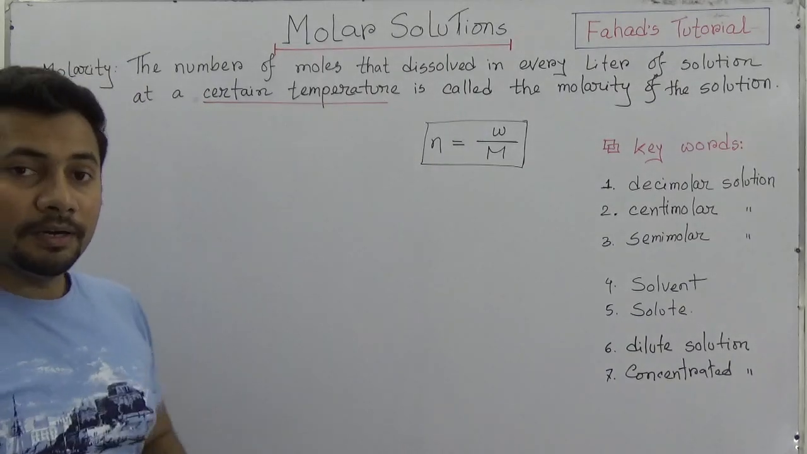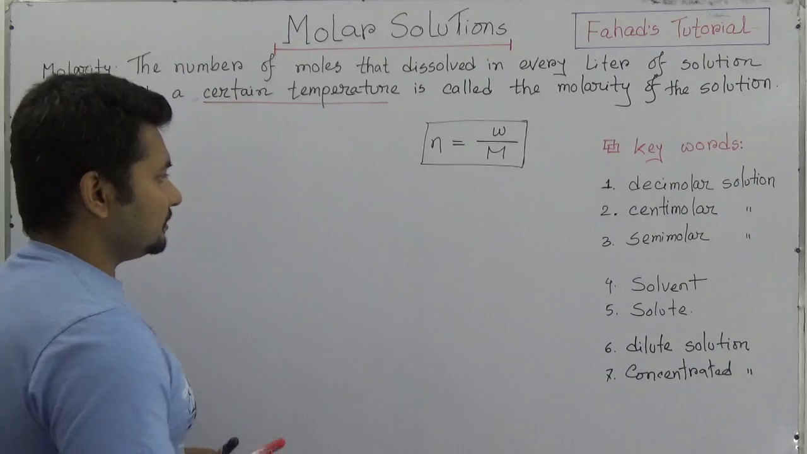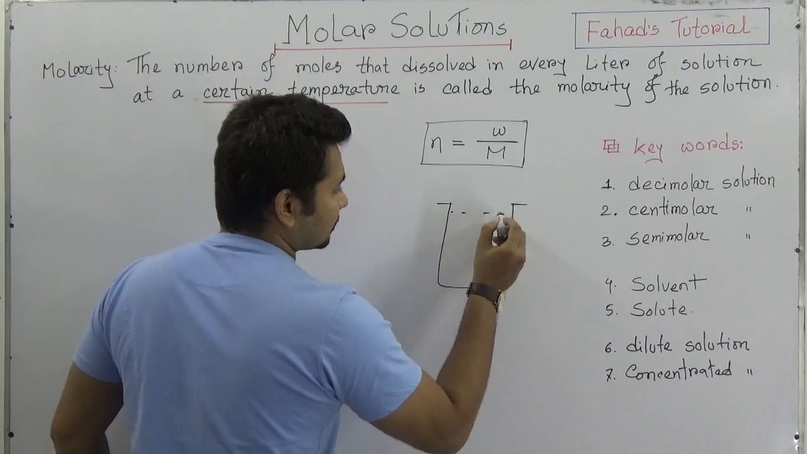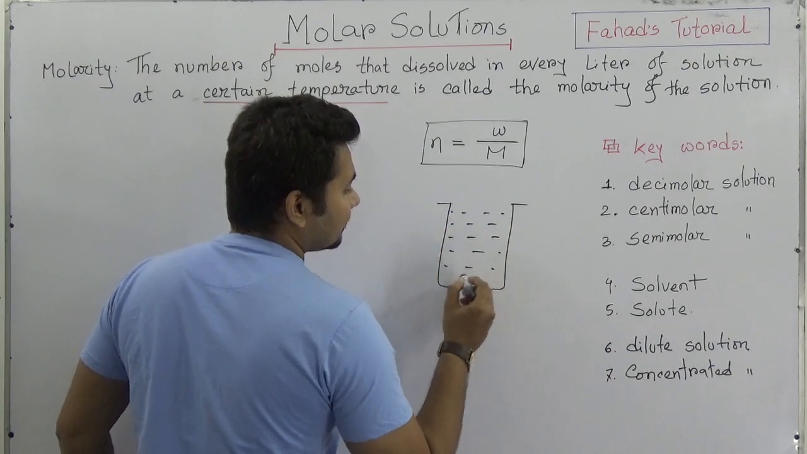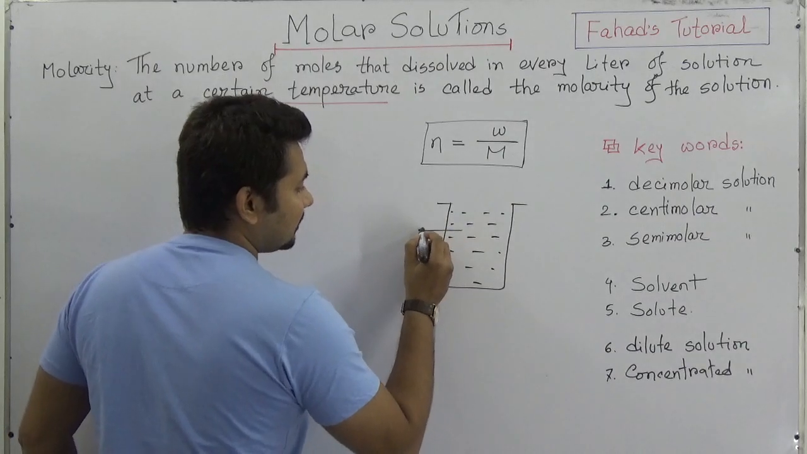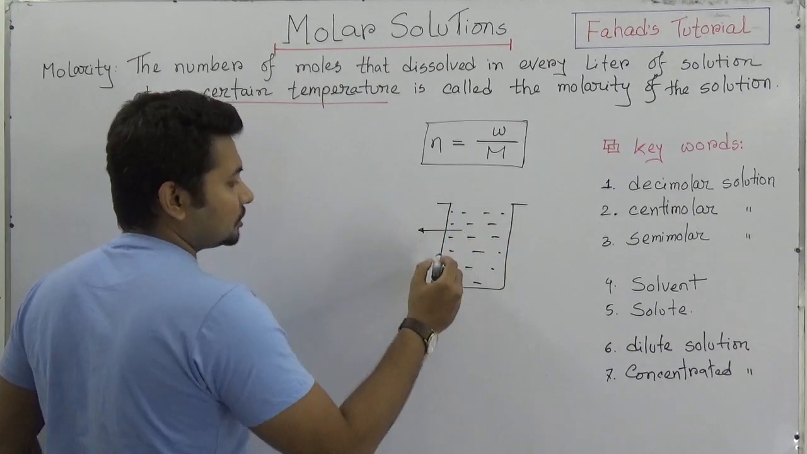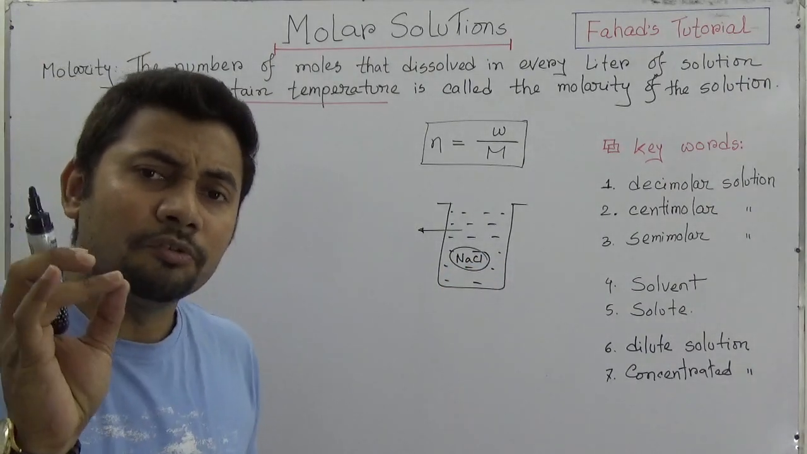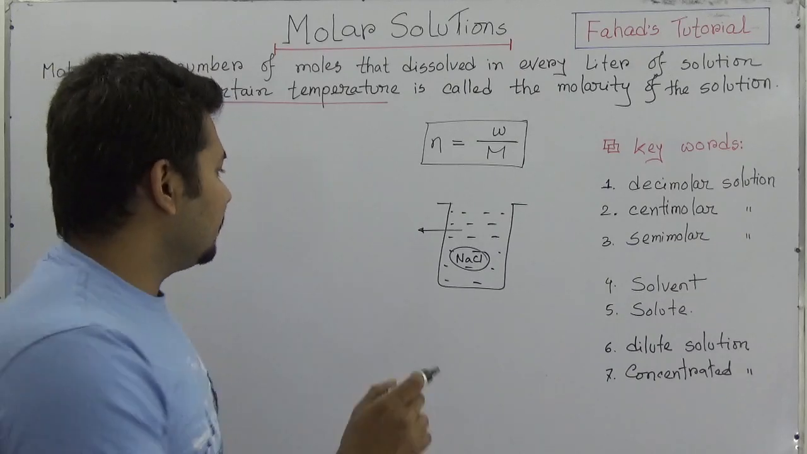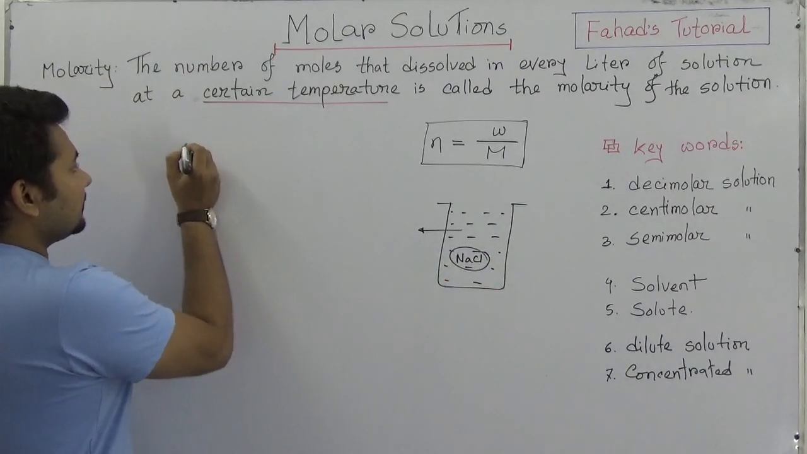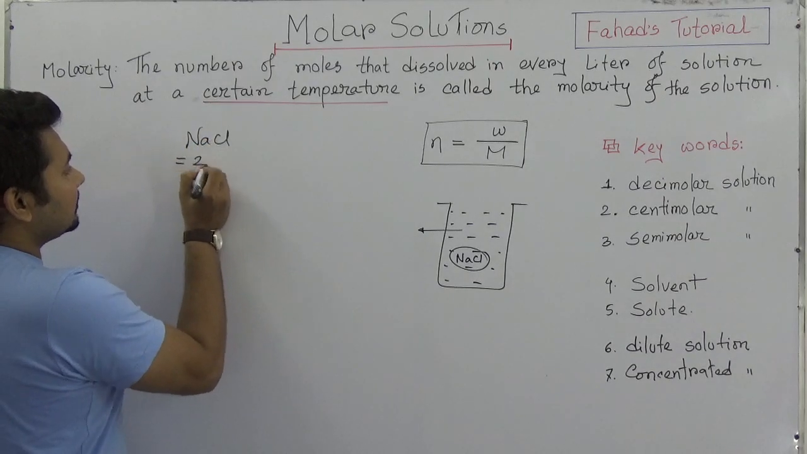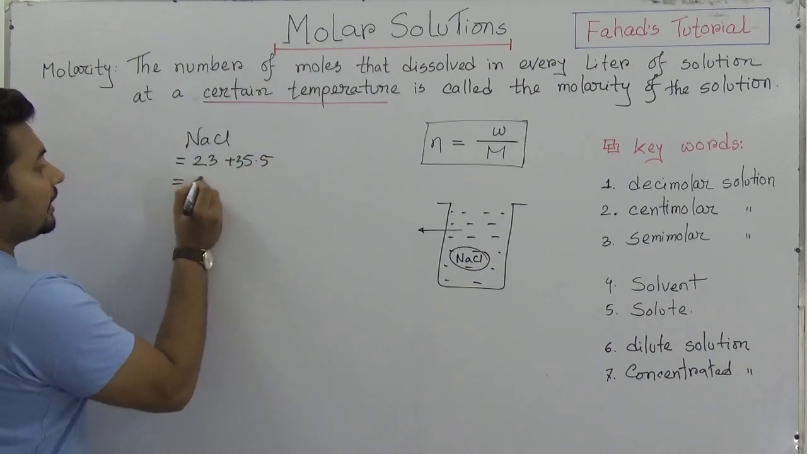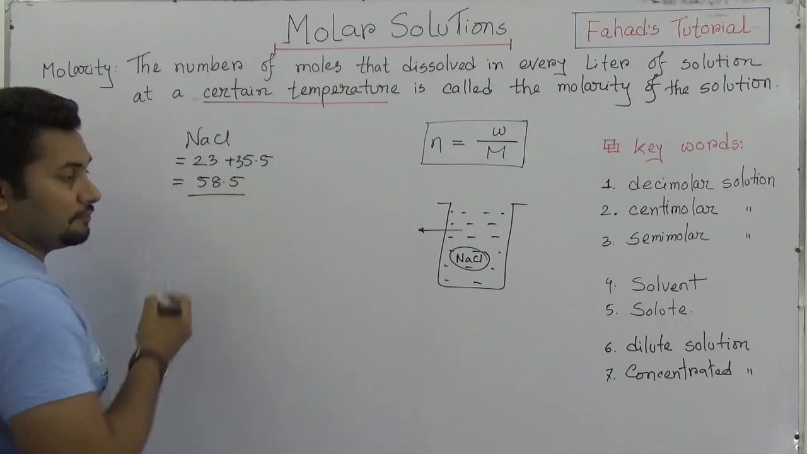Okay, so what do we need to know first? Suppose there is a beaker and there is a solution, and in this solution suppose there is sodium chloride, I mean edible salt. What is the molecular mass of sodium chloride? Sodium is 23 and chlorine is 35.5. If we add them, we get 58.5.